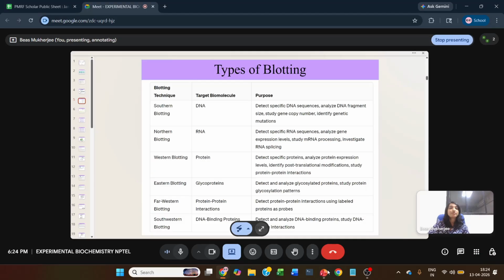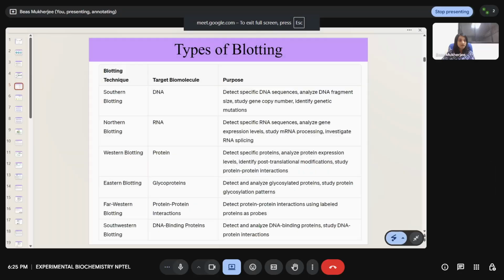Now, what are the different types of blotting? Southern blotting is used for detecting the target molecule DNA. It detects specific DNA sequences, analyzes DNA fragments, and studies gene copy number, identifies genetic mutations, etc. Northern blotting is for RNA: detect specific RNA sequences, analyze gene expression levels, study mRNA processing, investigation of RNA splicing, etc.